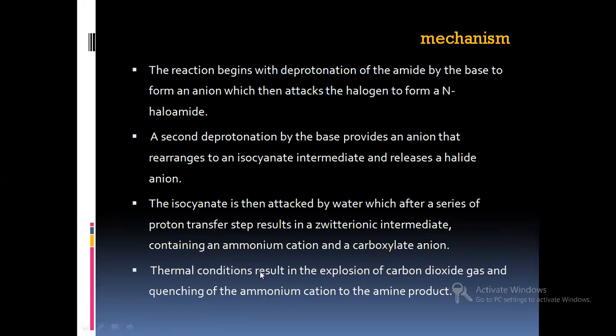Under heating conditions, it results in the expulsion of carbon dioxide gas and quenching of the ammonium cation to the amine product. So please do practice this Hofmann rearrangement along with the mechanism.